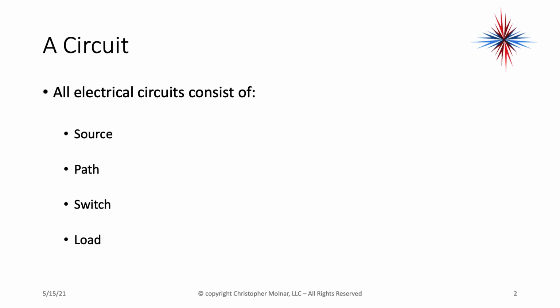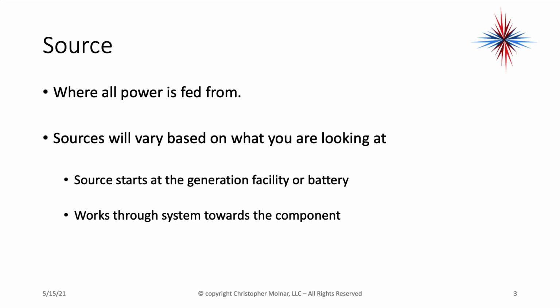All electrical circuits consist of four parts. It has to have a source, has to have a path, has to have some sort of switching, and has to have a load. Without any of these devices or portions, the circuit will not work.